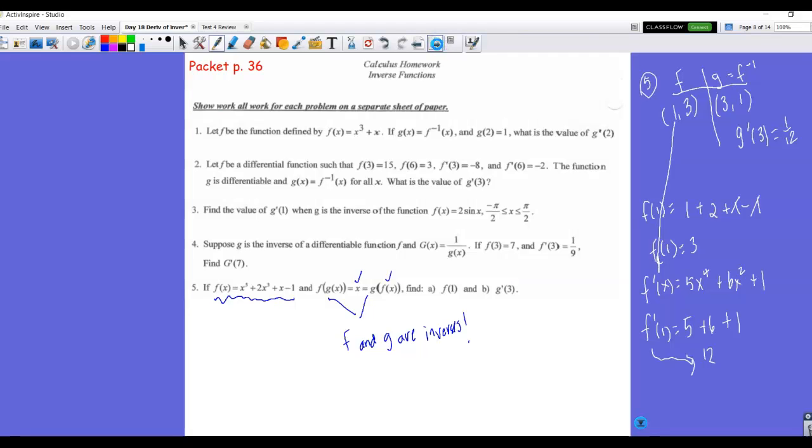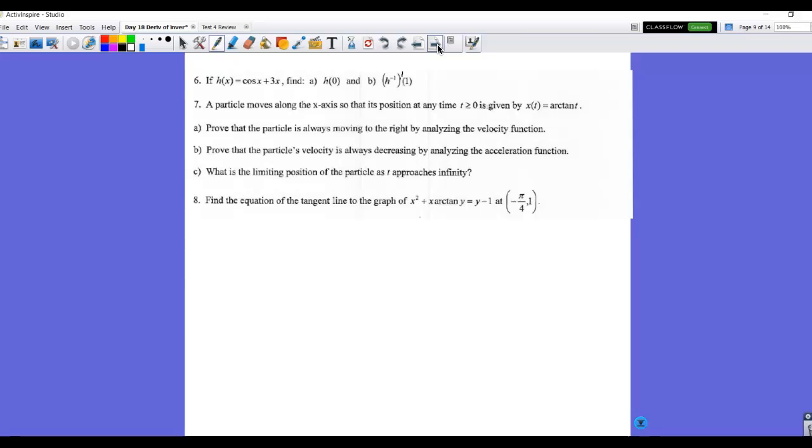Next page, number 6. In number 6, we have a function h of x. It happens to be a combination of a trigonometric function and a linear. We want to find h of 0, so why don't we go ahead and do that right away. That's pretty easy. So number 6, h of 0 would be cosine of 0 plus 3 times 0. The cosine of 0, the x value at 0 is 1, so h of 0 is 1. So that's done. That's A.